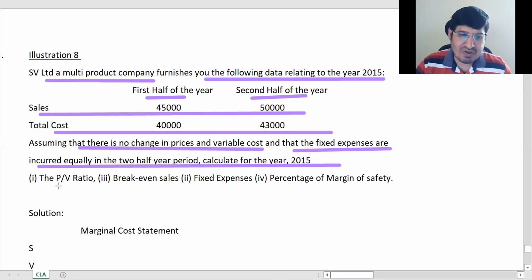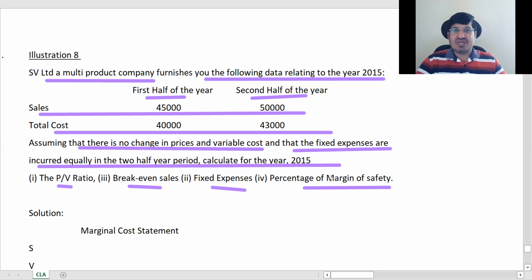Now calculate PV ratio, break-even sales, fixed expenses, and percentage of margin of safety. Margin of safety is sales minus break-even sales, right? And what is the percentage of margin of safety? Margin of safety upon sales into 100. If you multiply by 100, you will get the percentage. It is basically the margin of safety ratio.